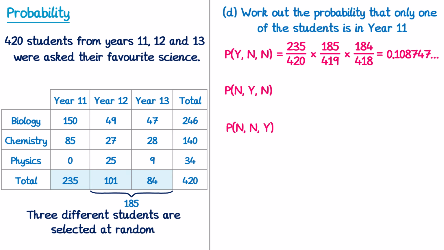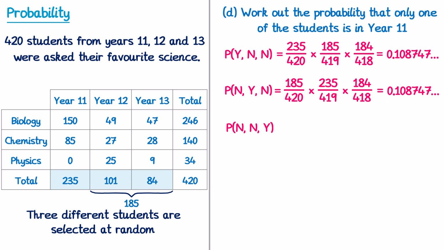So the probability that the first student is not in year 11 is 185 out of the total number, 420. The next student is going to be in year 11, and there are 235 of those, so we multiply this by 235 out of 419, since we've already removed one student. And for the final student, we will go back to one that's not in year 11, and since we've already removed one of those, there are now 184 out of the same total again, 418. That gives you this number here, which is the same as the previous outcome.